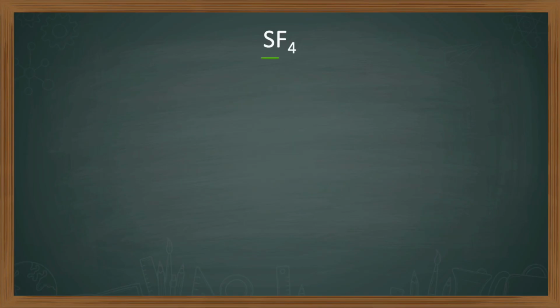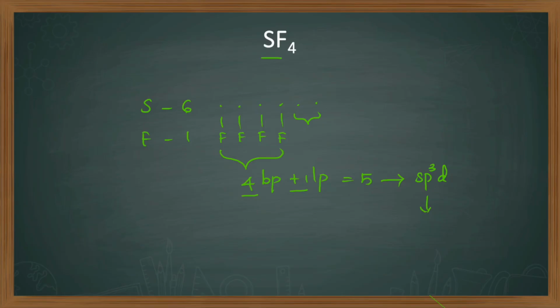Next molecule is SF4. Sulfur is the central atom. 6 is the valence electrons. Draw 6 dots. Fluorine, valency is 1, so draw 4 lines like this. So this will lead to 4 bonded pairs, and we will have 1 set of lone pairs here. So 4 plus 1, 5 is the steric number. This will lead to sp3d hybridization. Since we have 1 lone pair and 4 bond pairs, we will have a seesaw structure. The geometry will be seesaw geometry or sawhorse geometry.